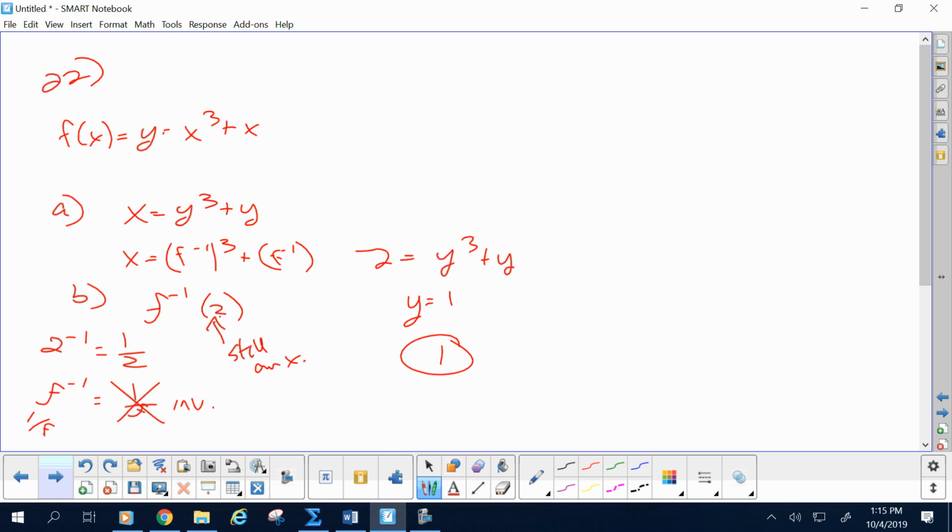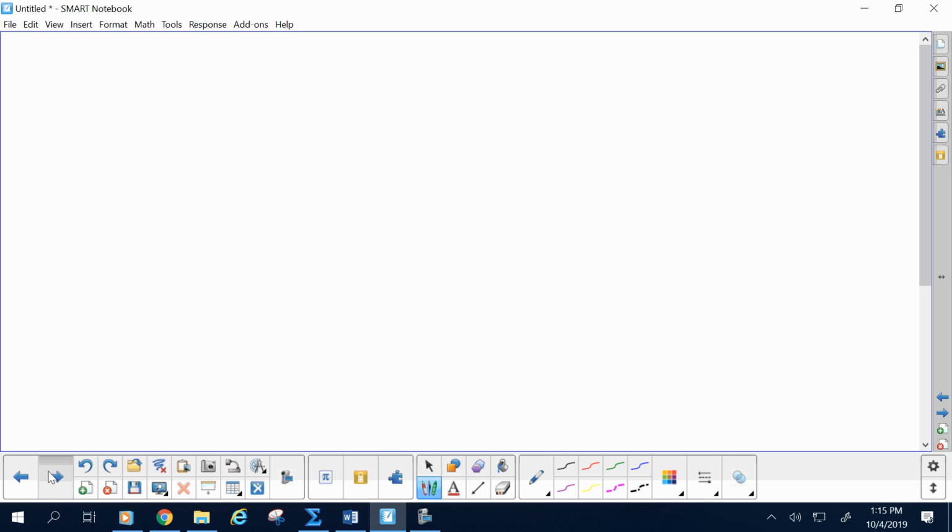22, check. 21. Question on 21? No? Yes, okay. Okay, 21 is on the area of the region between the curve and the x-axis.